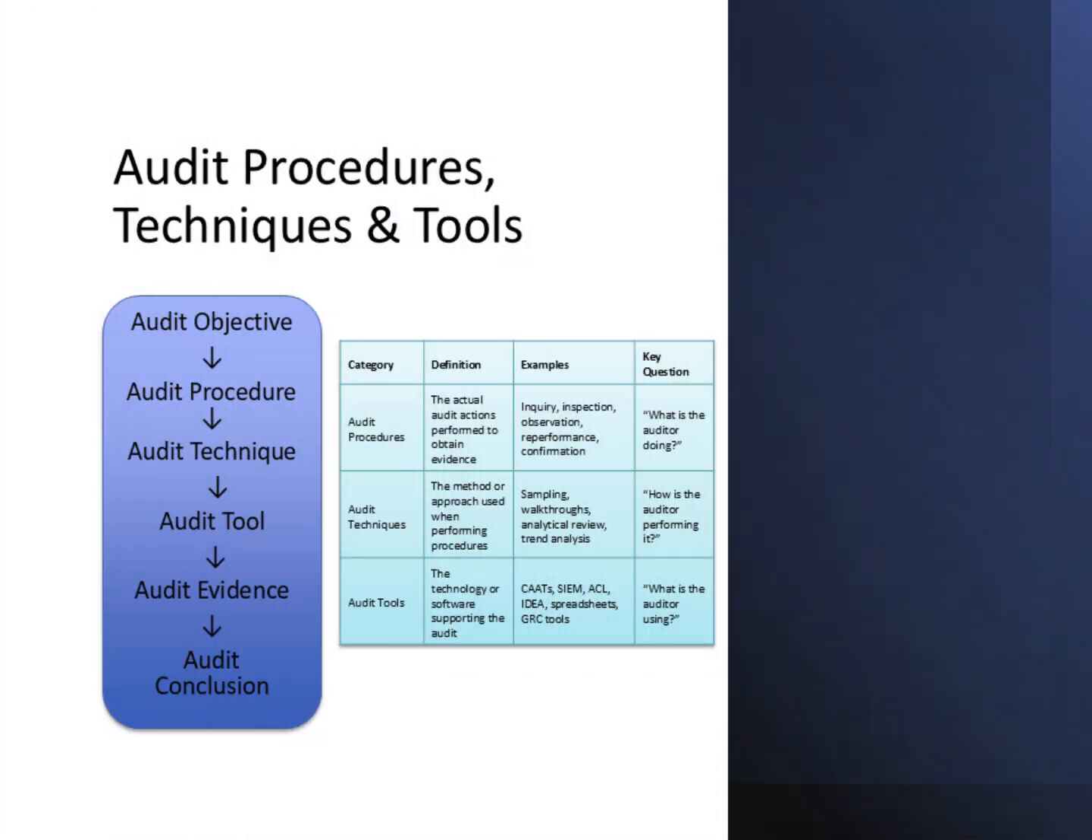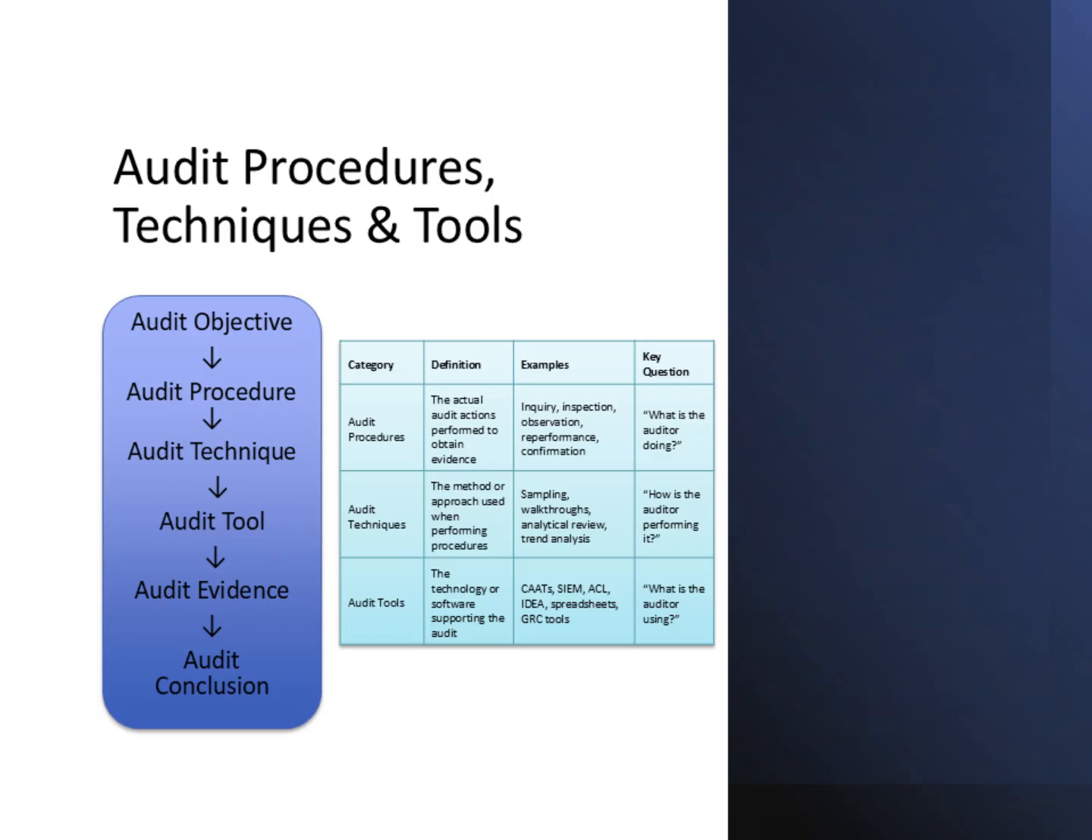This diagram shows how audit procedures, techniques, and tools fit together within the overall audit process. Everything begins with the audit objective, what the auditor is trying to evaluate or conclude. To achieve that objective, the auditor performs audit procedures. These are the actual actions used to gather evidence, such as inquiry, inspection, observation, reperformance, or confirmation.